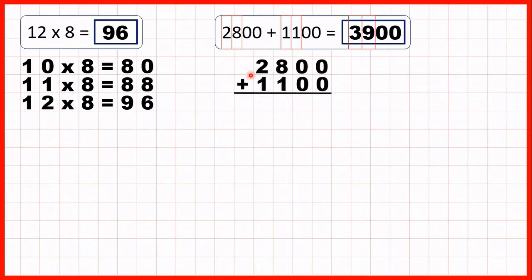But if we're not sure, we can always use column addition. 0 plus 0 is 0, 0 plus 0 is 0, 8 plus 1 is 9, and 2 plus 1 is 3.